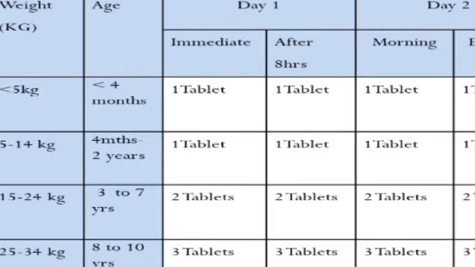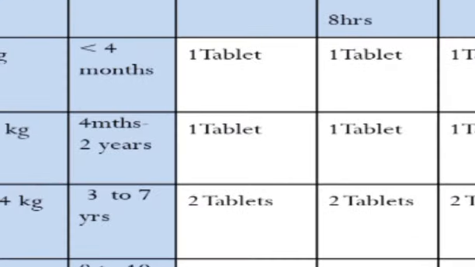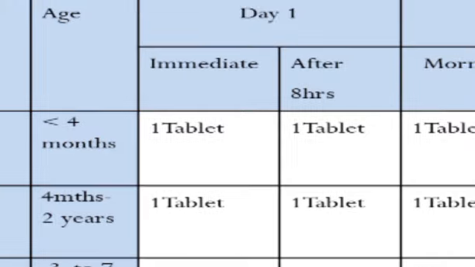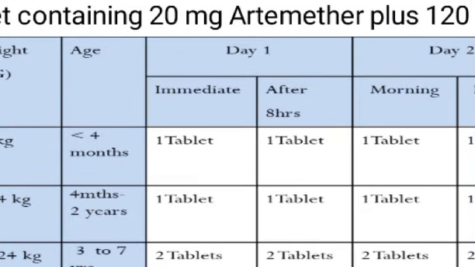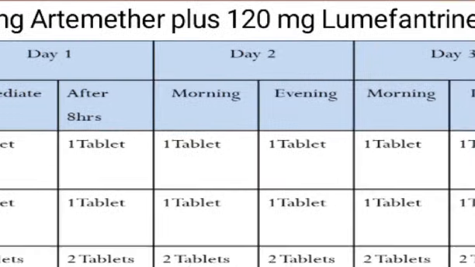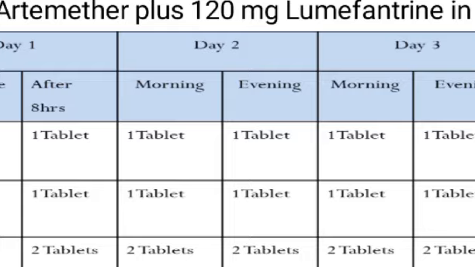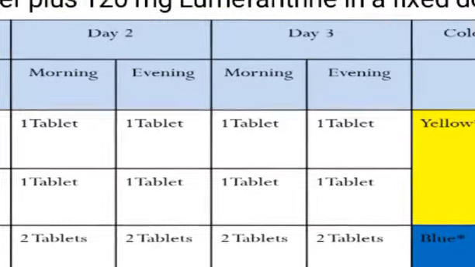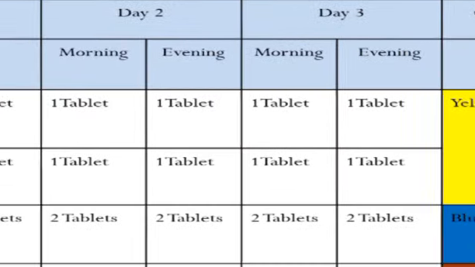Weight per kilogram 5 up to 14 kilogram, age 4 months up to 2 years. Day 1 immediate 1 tablet. After 8 hours 1 tablet. Day 2 morning 1 tablet, evening 1 tablet. Day 3 morning 1 tablet, evening 1 tablet. Color code is yellow.